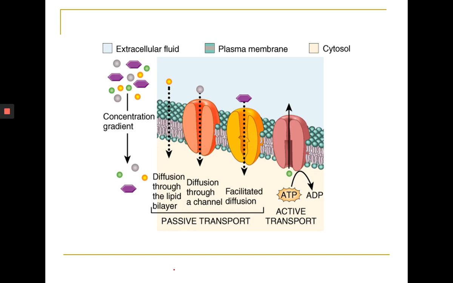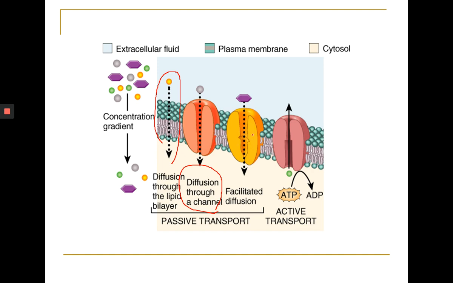Okay, so if we come to the substances here, this is simple diffusion through the membrane bilayer. This is still diffusion, but diffused through a channel. Now there is another kind of diffusion called facilitated diffusion. In facilitated diffusion, the substance is not soluble in lipid. Maybe it is big too. But how can they be transported? They are transported by a carrier.